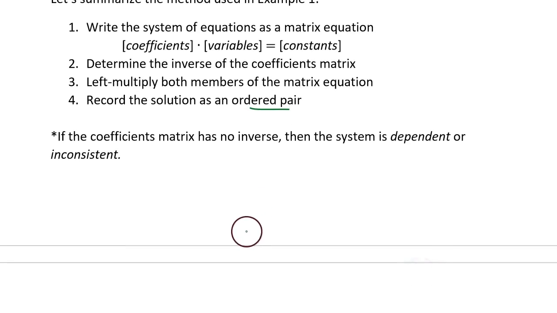You know how sometimes when you're trying to find an inverse to a 2x2 matrix, the determinant is 0 and so it has no inverse? If that ever happens, that means that the system is dependent or inconsistent. Those were those special cases where there were no solutions or there were infinitely many solutions.